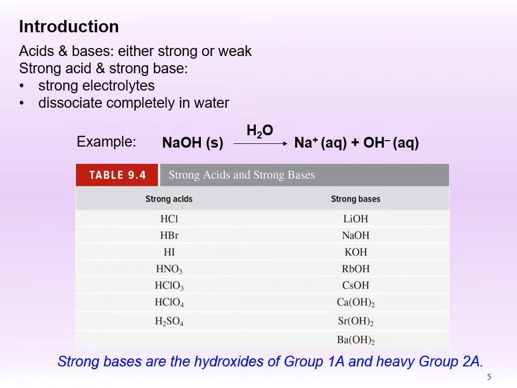These three are the hydroxides of the heavier alkaline earth metal family. That is, they are from periods 4, 5, and 6 of the periodic table. An example is the dissociation of NaOH in water to form sodium cations and hydroxide anions in aqueous solution. The arrow used here is a single arrow, which means that this reaction is essentially irreversible.